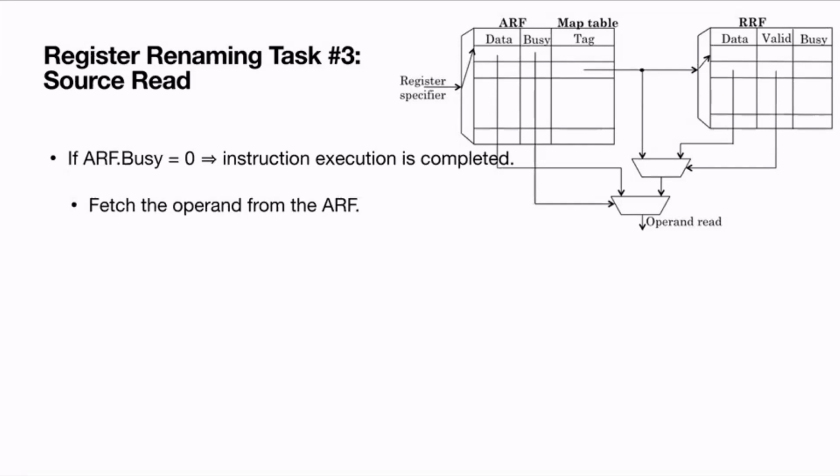The busy bit is given as a select line to the second mux. If it is 0, I'll be taking the value from the data field of the ARF. But if the busy bit is 1, then I have to take the value coming from the other multiplexer, which has two entries. One is the tag field, the other is the data field from the RRF. And one of these two will be selected based on the valid bit of the RRF.